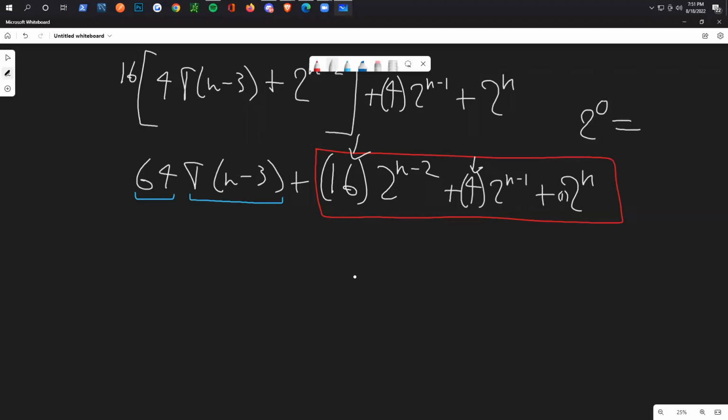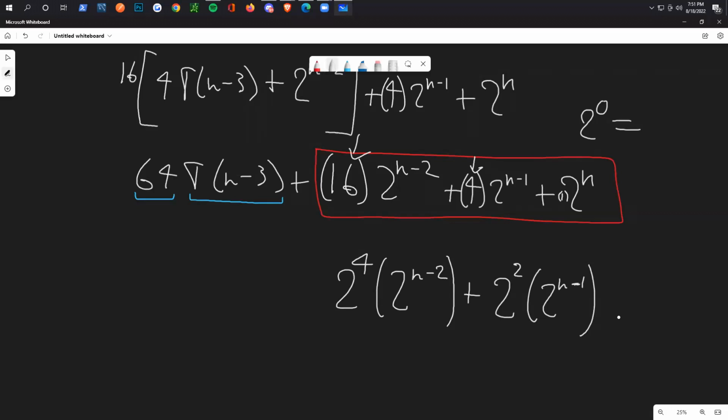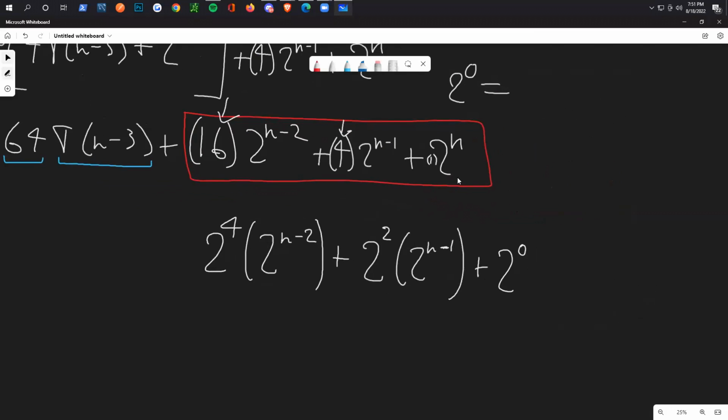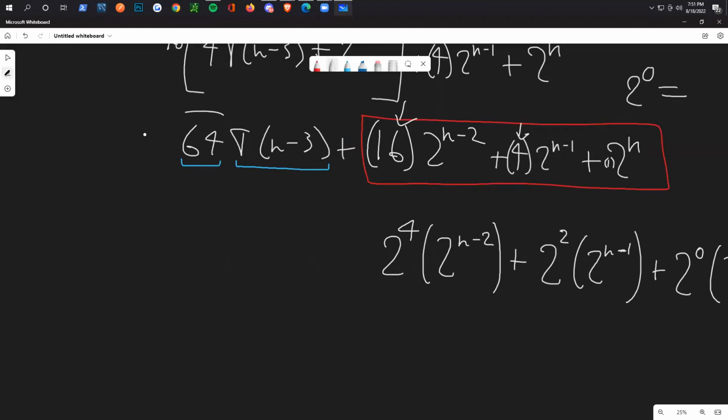So let's think about how things are changing right now. So we have 2 to the 4, this is 16, times 2 to the n minus 2, plus 4, which is 2 to the 2, times 2 to the n minus 1. And then we have plus 2 to the 0, which is 1, times 2 to the n. Okay, so I'm going to ignore this right here, right now, but we'll get to it.